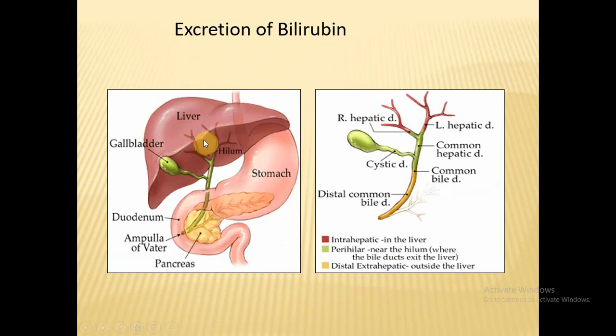This is the liver. Basically these are the canaliculi, and they store this bile in the gallbladder, and the gallbladder's bile duct and pancreatic duct make the common bile duct, which opens into the second part of the duodenum.